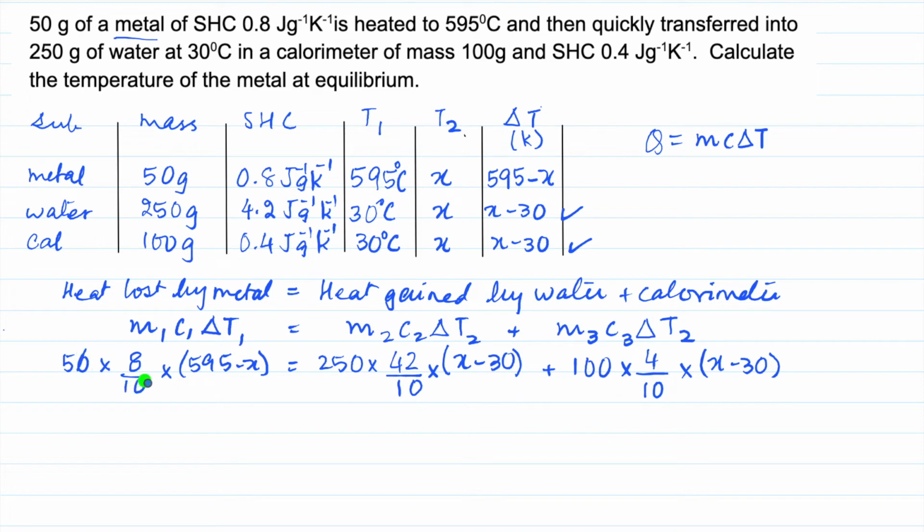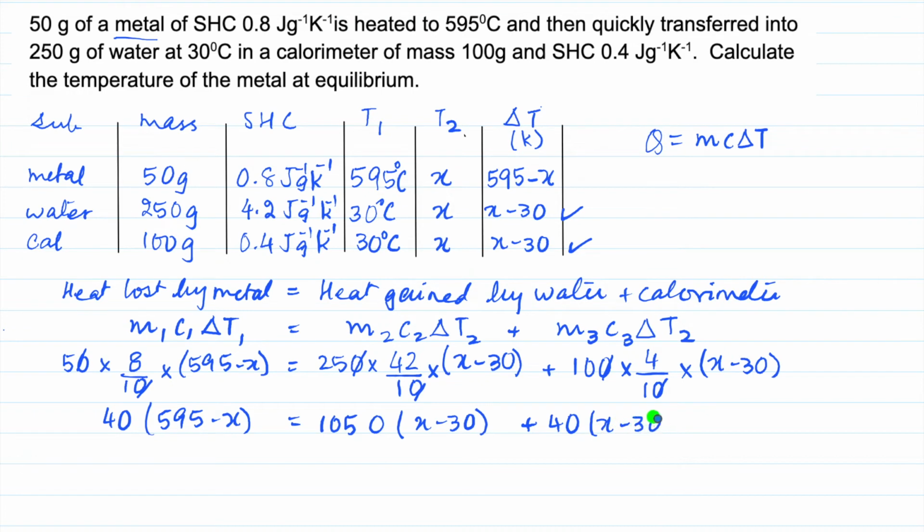Now let us see how we can do the cancellation. 8 5s 40 into bracket 595 minus x, and that is equal to, here it will be 25 2s 50, carry 5, 25 4s 100, and 5 makes 105. So 1050 into x minus 30. And here it will be simple calculation, 40 into x minus 30.